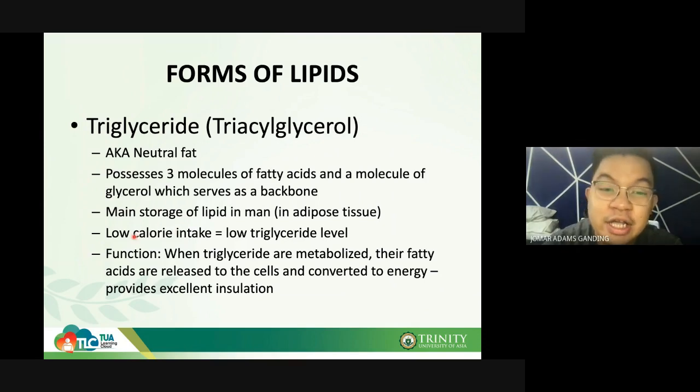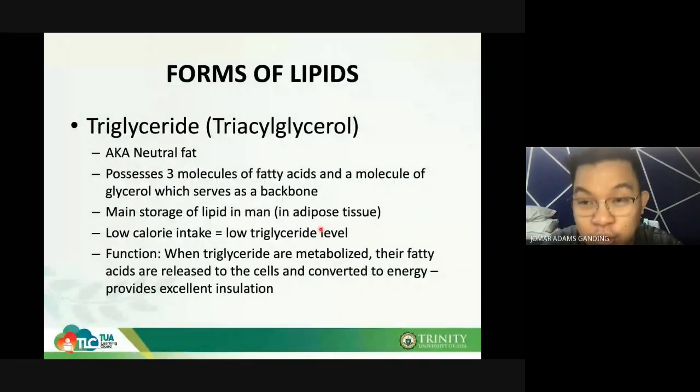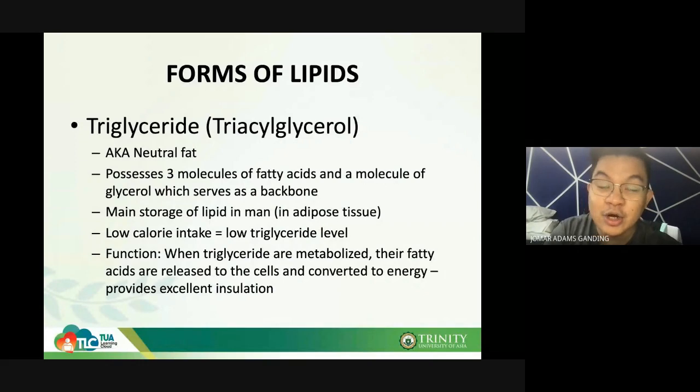So low calorie intake would mean low triglyceride level. Why? Because if your calorie intake is low, it would just be enough for your body's need for that particular day, then you won't have excess calories that need to be stored in the form of fat. That's why for some who want to lose weight, they do the calorie deficit. Why calorie deficit? Because when you decrease your calorie intake, the deposition of your fat would also decrease. Not only that, if your body needs more energy, it will simply use up the stored fat.